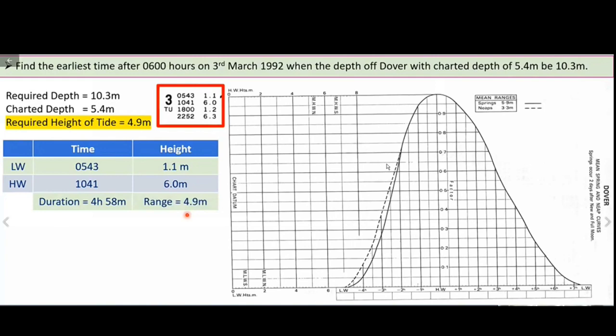From your table, you write down the time and height of low water and high water, and calculate the duration of tide and also calculate the range of tide. ये दोनों काम आप अपनी नोटबुक में करो अभी, and let me know once you are done. ओके सर। Okay. Anybody stuck beta? Everybody got it up to here?